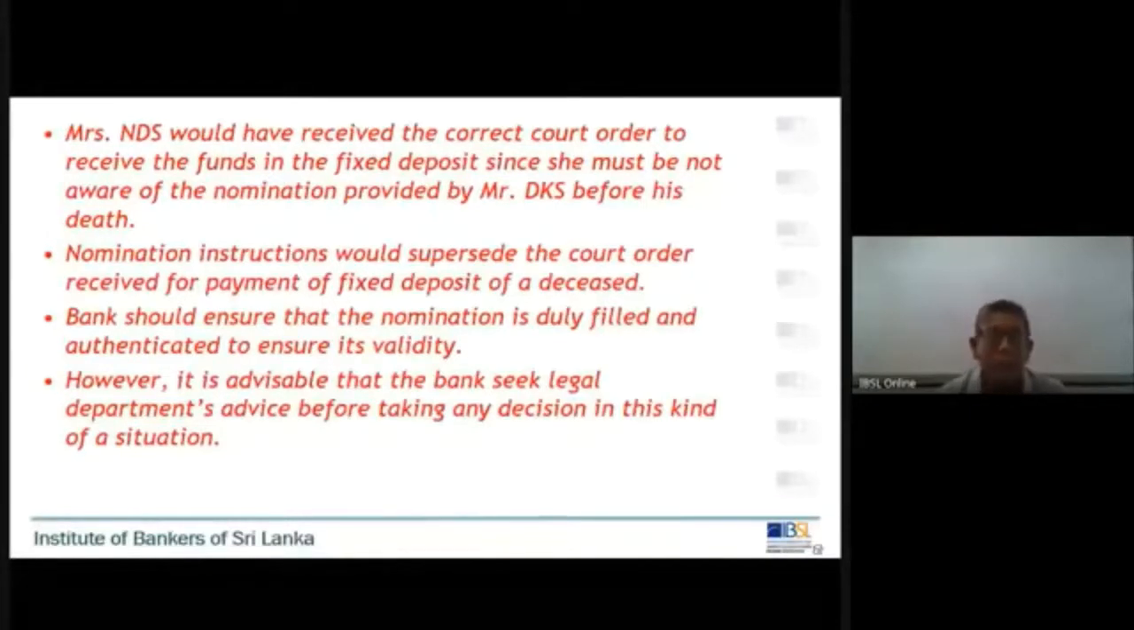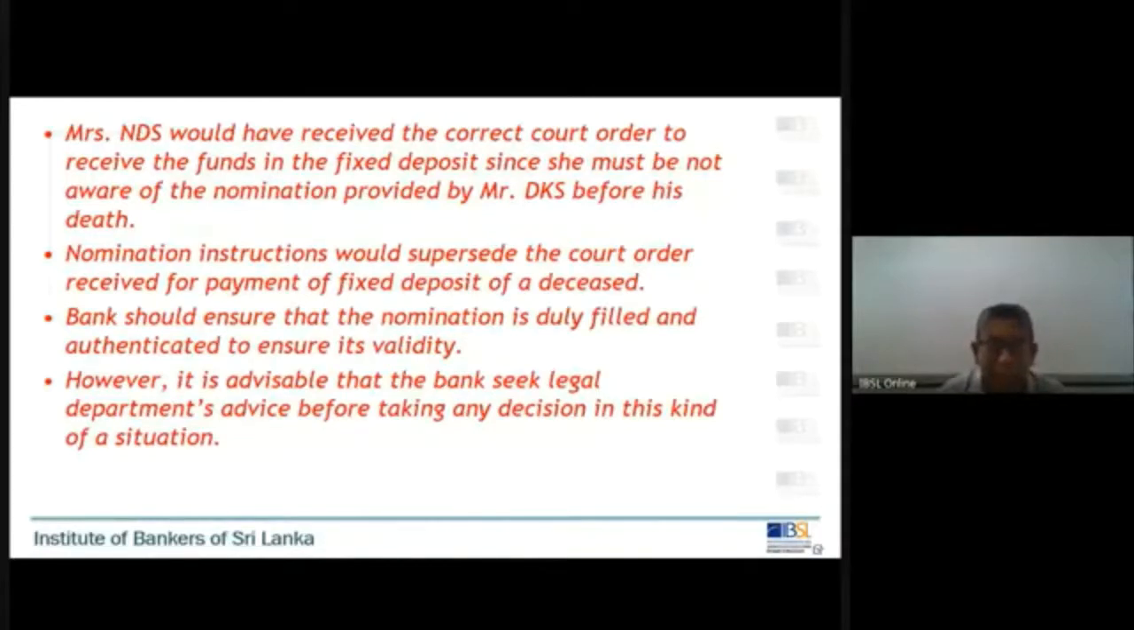But the only issue is Mrs. NDS is not aware of Mr. DKS's nomination. Now, usually nomination instructions would supersede the court order. If you want to say, you can say it's under Section 544 of the Civil Procedure Code, which deals with the legal aspect of making nomination to the account. So in this case, the nomination instruction would supersede the court order received for payment of the fixed deposit of a deceased, right? The important thing is, the bank should also ensure that the nomination is duly filled and authenticated to ensure its validity, right?